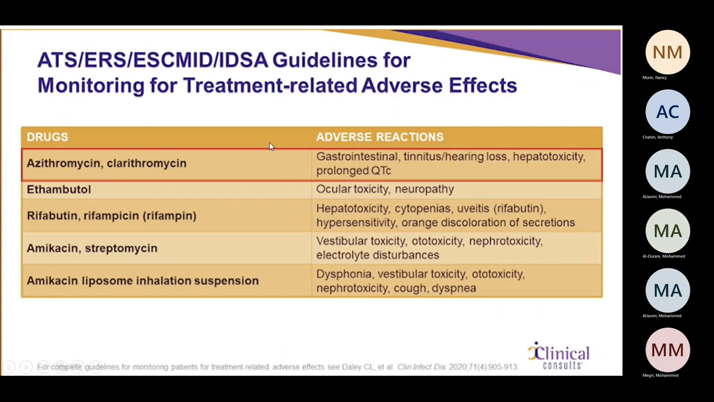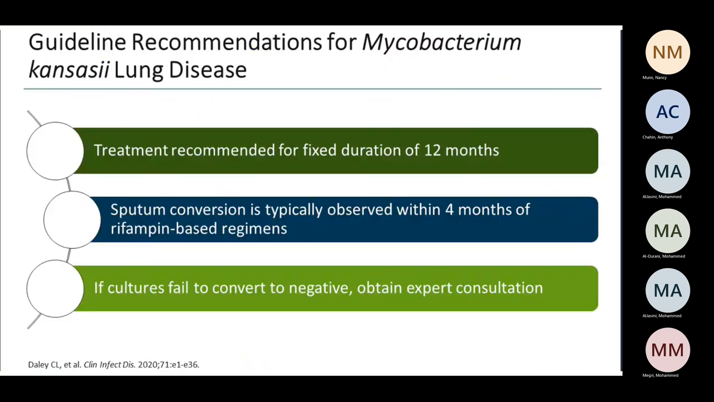And these are the common side effects. For macrolides, primarily GI, but then you have ototoxicity and cardiac toxicity. Ethambutol is ocular toxicity primarily, and rifampin is hepatotoxicity, but then bone marrow as well. And of course, aminoglycoside, both renal and vestibular toxicity. And for ALIS, it's the dysphonia. What's the most common sign or symptom the patient has which makes you know that he does take his rifampicin?